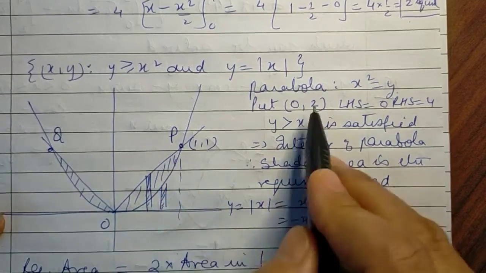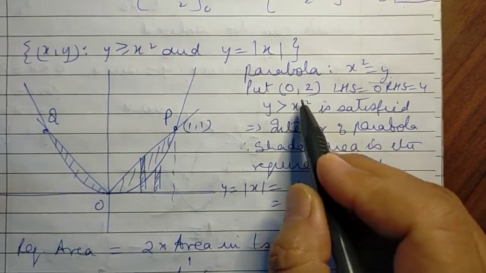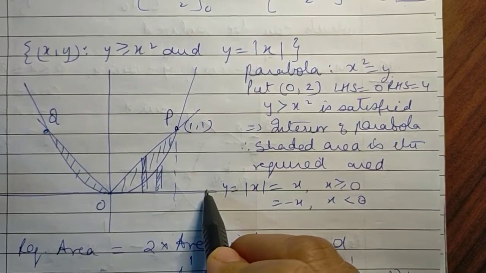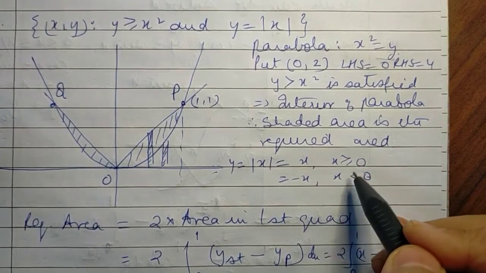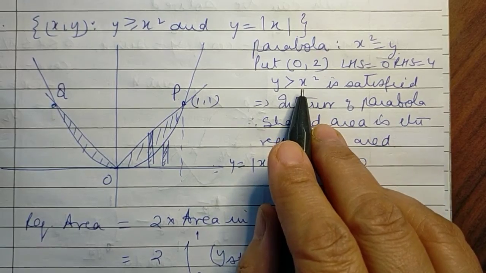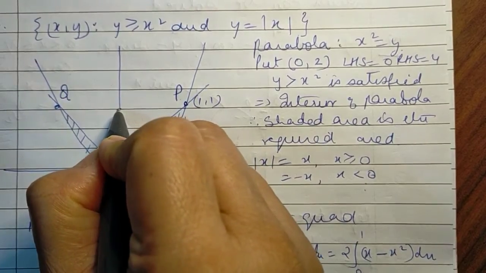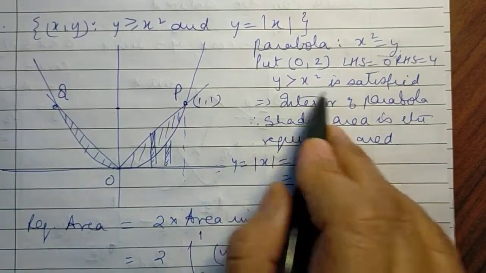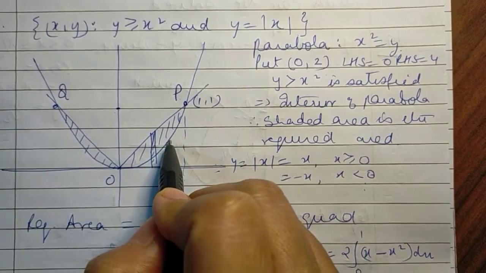We draw that. Now we have to see what we mean by the greater than or equal to sign. So we substitute any one point, let's say 0 comma 2, which lies on the y-axis. So we substitute this and see whether it is being satisfied. We see that y is greater than x squared, and 0 comma 2 satisfies the required expression, and so the interior of the parabola is satisfied.